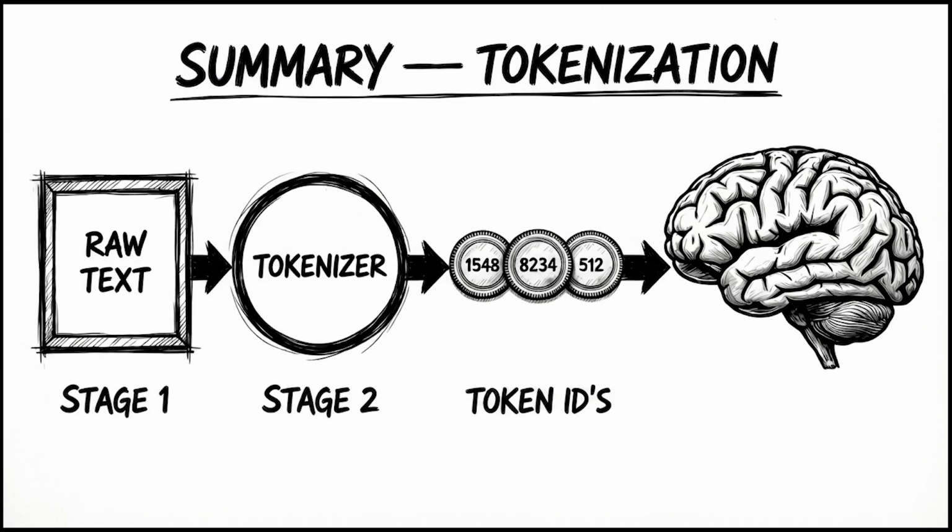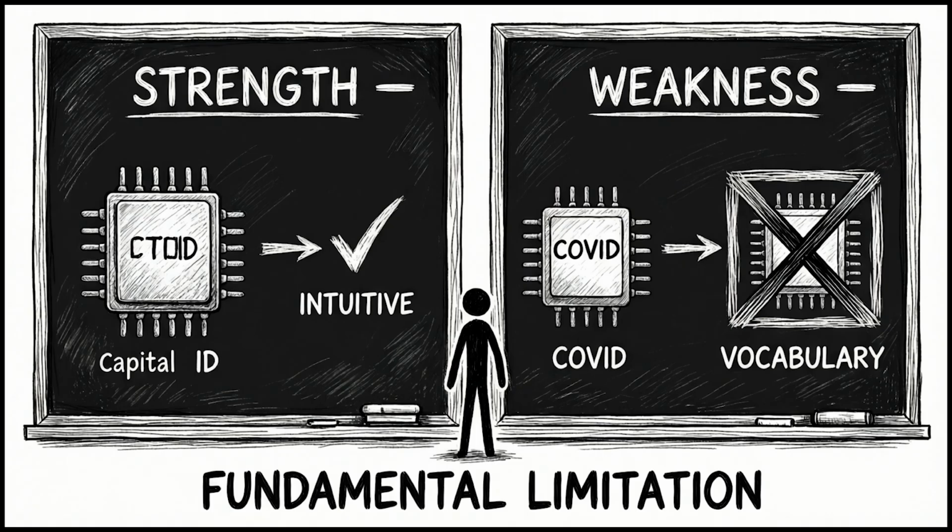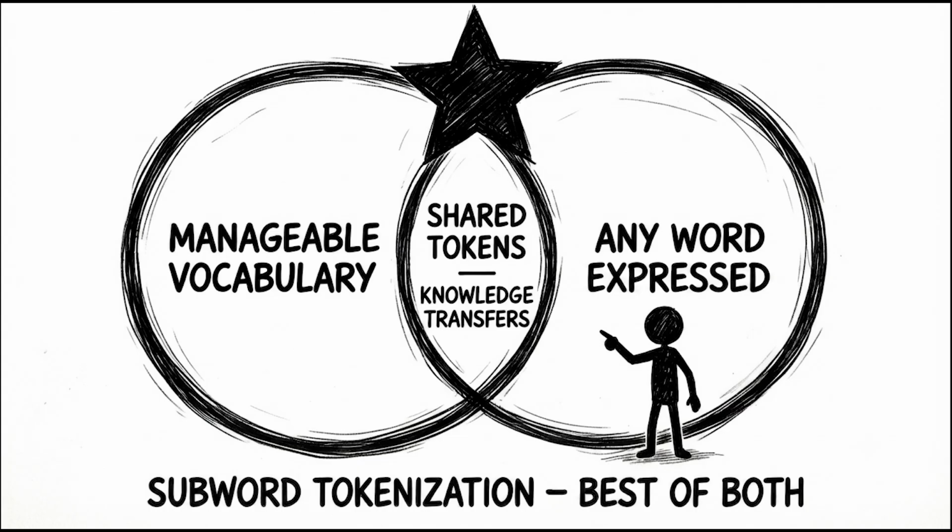To summarize what we've covered, tokenization converts raw text into discrete integer tokens before anything else happens. Character tokenization produces a tiny vocabulary but very long sequences with little semantic signal. Word tokenization aligns with human intuition but collapses when it encounters unseen words. Subword tokenization balances both by keeping vocabulary manageable while allowing any word to be expressed and enabling knowledge to transfer across related words through shared tokens.